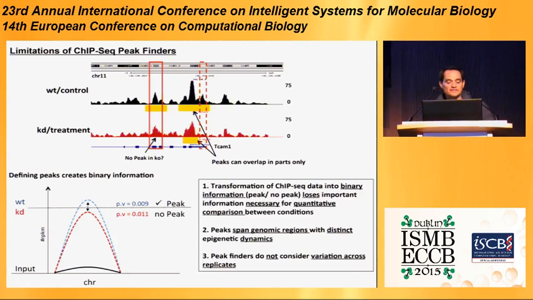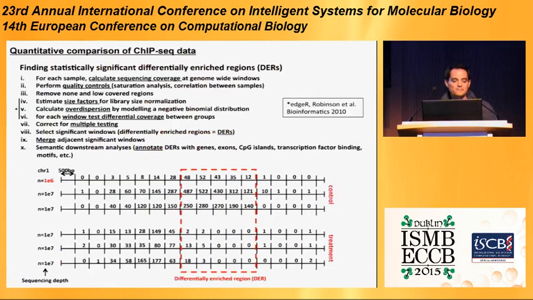So the peaks span genomic regions with distinct epigenetic dynamics. This is a very important observation that argues against another common approach where you first identify peaks in all conditions, merge the peaks and re-quantify afterwards. And finally, the peak finders typically do not consider variation across replicates. So therefore, this is actually what I propose to do.